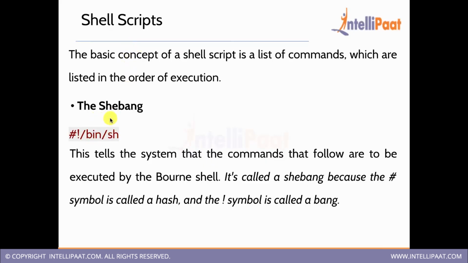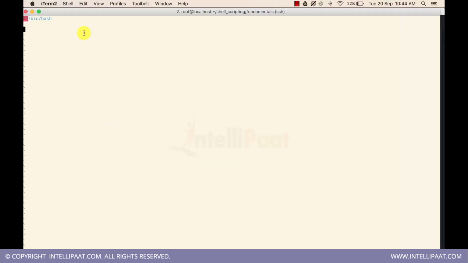This is called the shebang. Why? Because the hash symbol is called a hash, and this symbol is called a bang. So this is called a shebang. It is actually the pointer which tells which shell is going to be used to interpret the script. Here in this example we have just sh, so the sh shell is going to be used as the interpreter. Anyways, we have the bash shell written here.